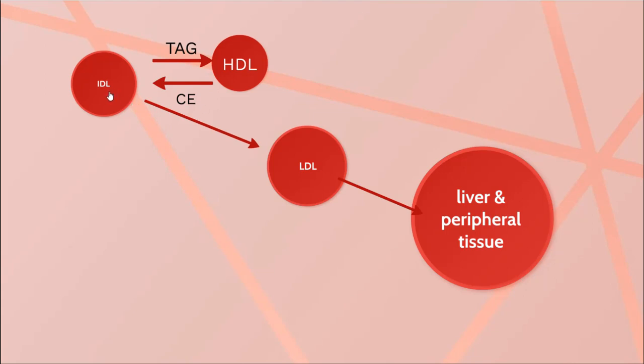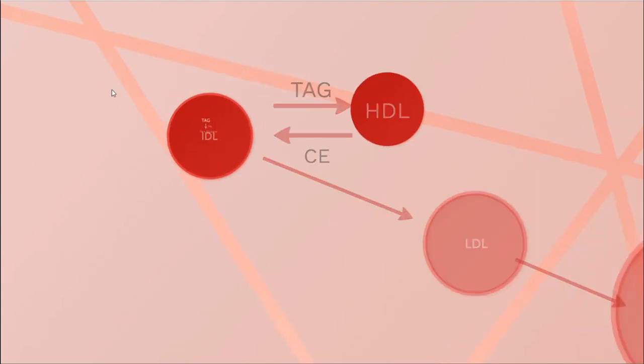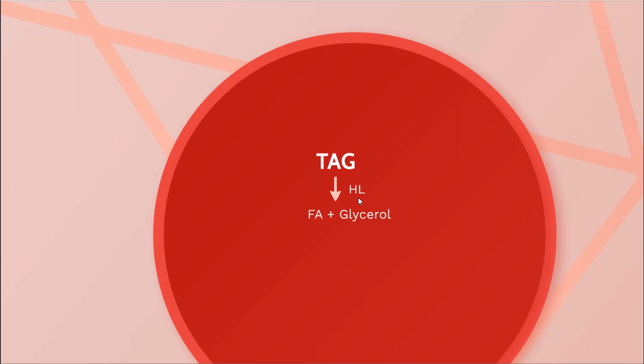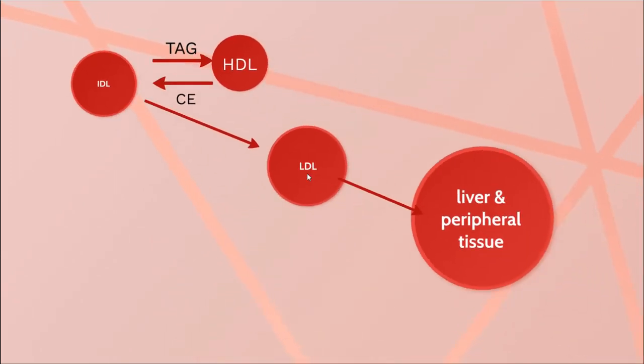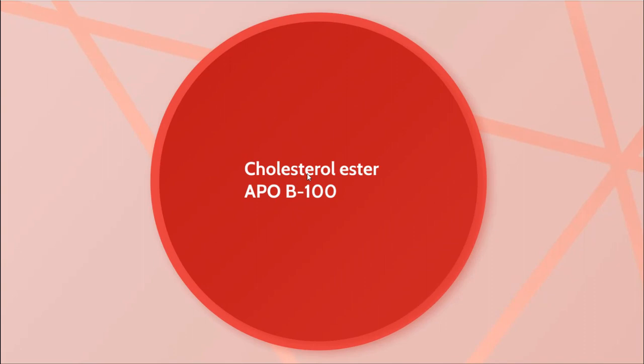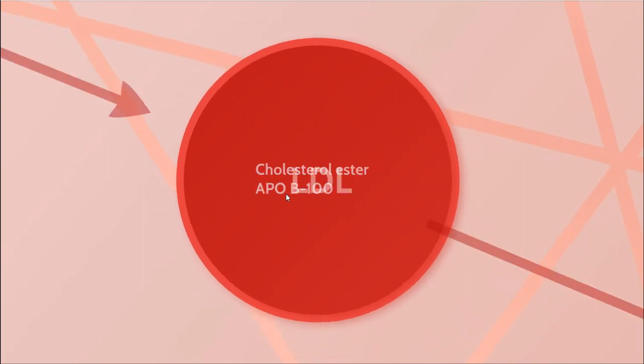The first step is the transformation of IDL into LDL. We know that IDL is rich in cholesterol, but it still has some triacylglycerol. In the circulation, IDL receives cholesterol ester from HDL in exchange of triacylglycerol. The remaining triacylglycerol in IDL will be degraded by hepatic lipase into fatty acid and glycerol. With this change, IDL gradually transforms into LDL, which is rich in cholesterol ester and also contains ApoB100.